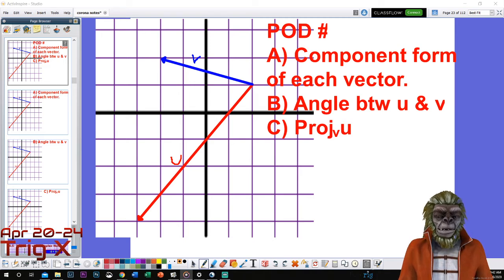But before we learn anything new, let's go back and remember the stuff that we did last week and the week before. So take out those notes, and here comes what would have been today's problem of the day.